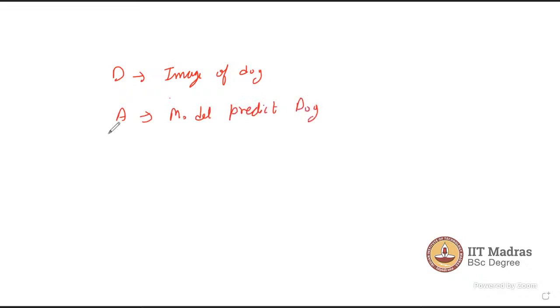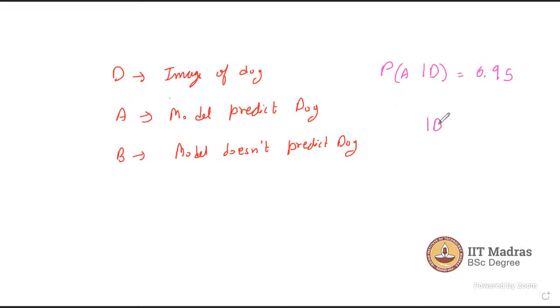I think we can define some events. Event D be that the image is of dog. Event A is that the model predicts it's a dog. And event B could be the model doesn't predict dog. So the first case is you are given that the image is of dog and the model predicts it correctly. It's 95% of cases. Given the image is not of dog, the model still predicts it's dog. That's 30% of cases, right?